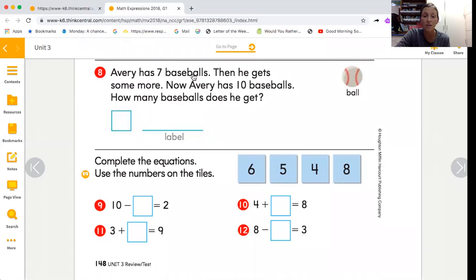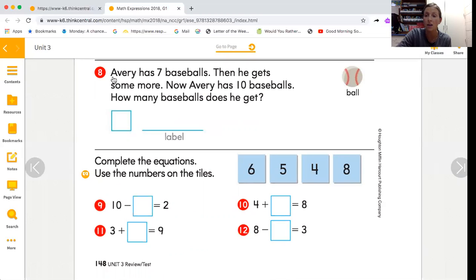Avery has 7 baseballs. Then he gets some more. Now Avery has 10 baseballs. How many baseballs does he get? Situation equation, your label is balls. Okay, I'll read it again.